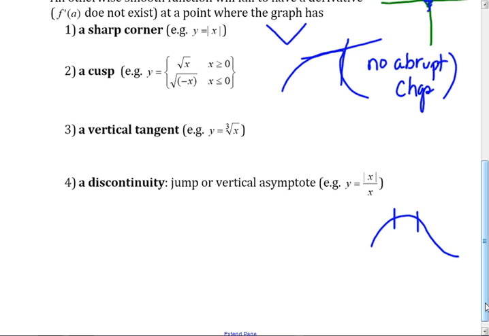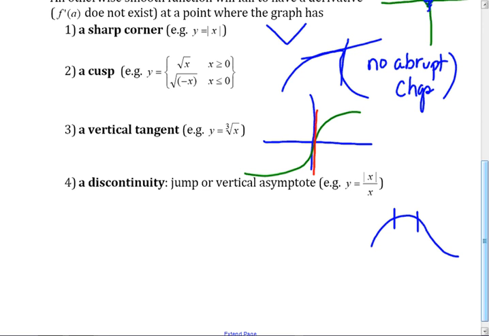Do you guys know what the cube root looks like? Well, it looks like a square root, but square roots only have the domain x is greater than or equal to 0. And the cube root is this side. And this has a vertical tangent. These are the ones I tend to forget about. And you should have done one of these on your lab as well.